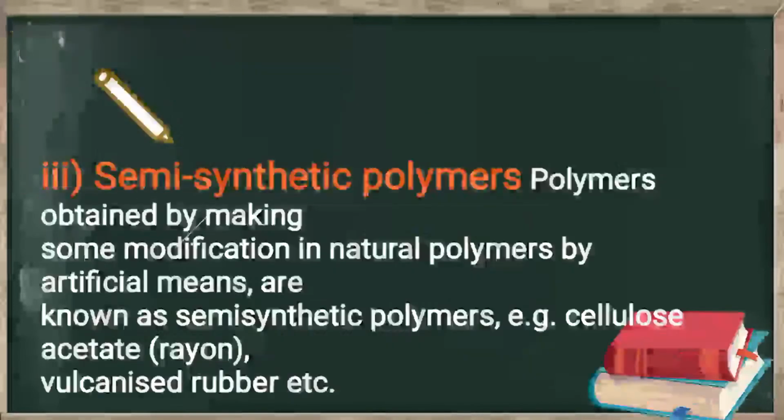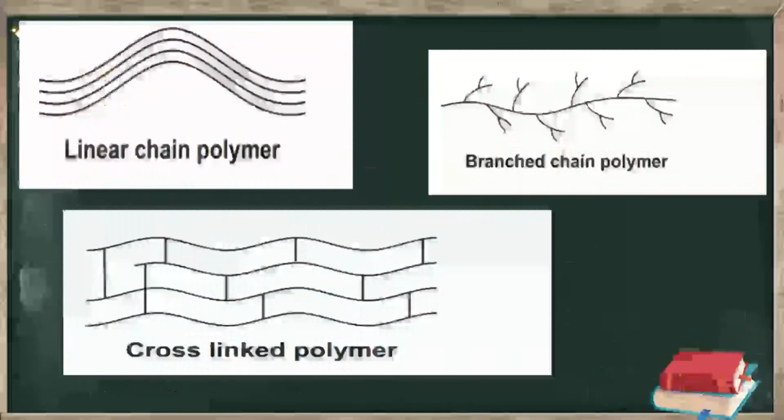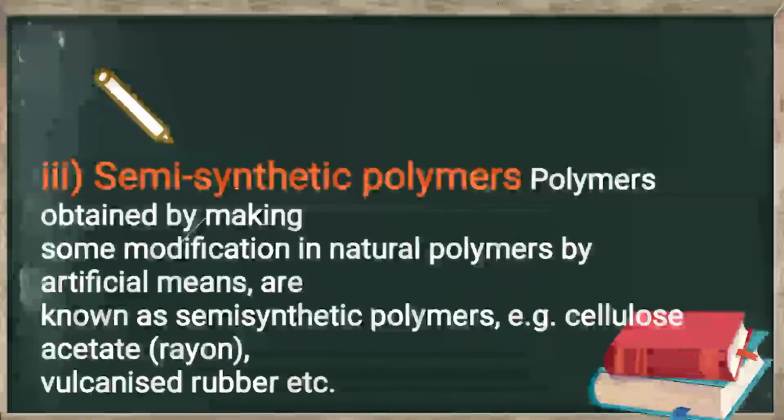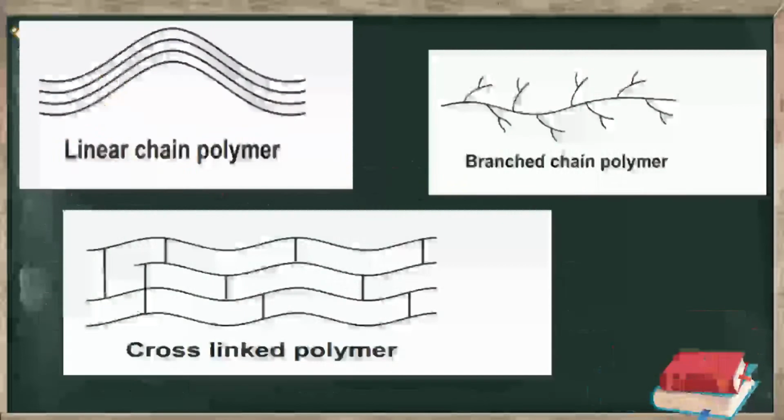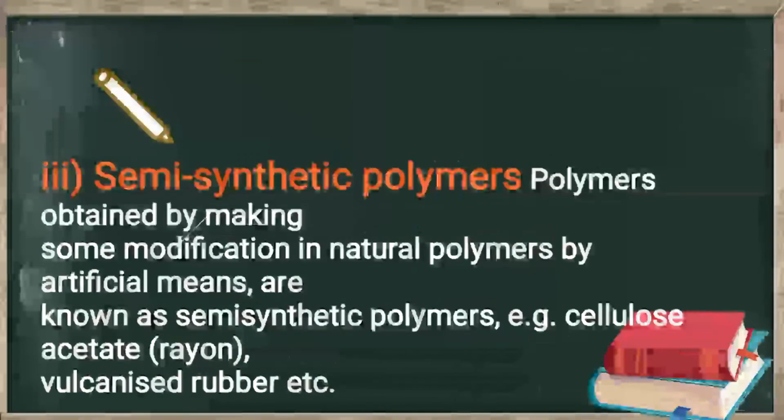As you can see in this picture, linear chain polymers are closely packed. Branched chain polymers have only one main linear chain and branches are hanging here and there. In the cross-linked polymer, you can see four main chains. First one is attached with the third, then with the fourth, then with the second. Second one is attached with the fourth, then with the third, and so on.